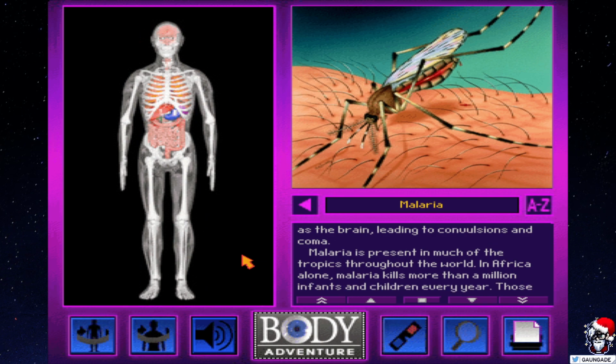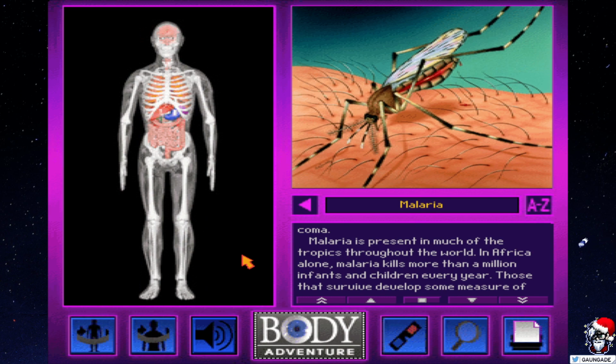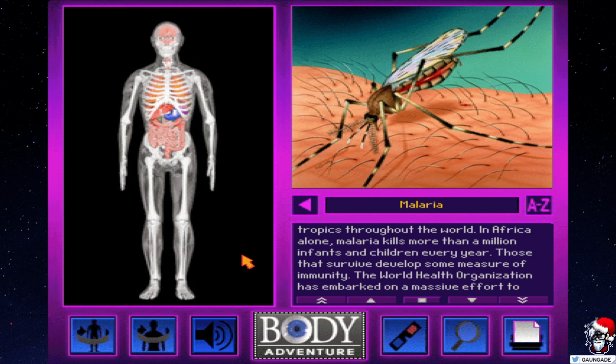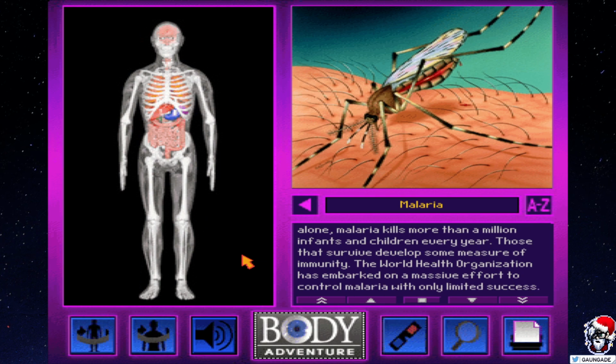Malaria is present in much of the tropics throughout the world. In Africa alone, malaria kills more than 1 million infants and children every year. Those that survive develop some measure of immunity.